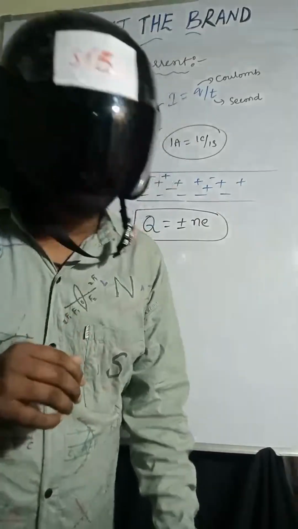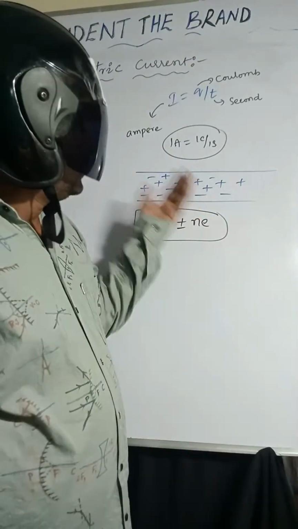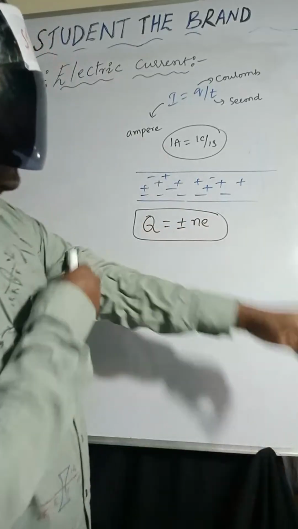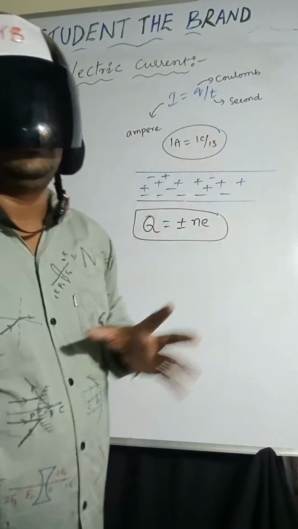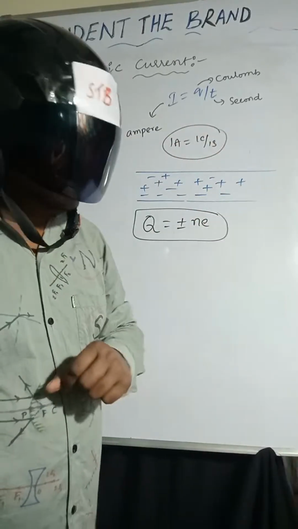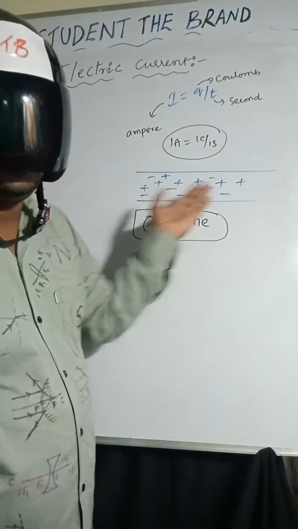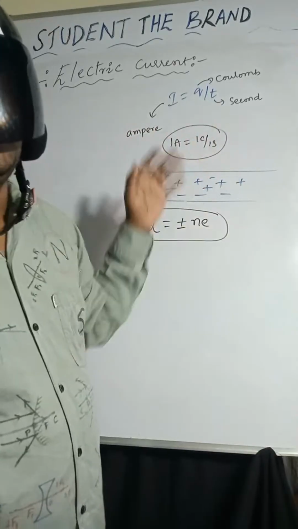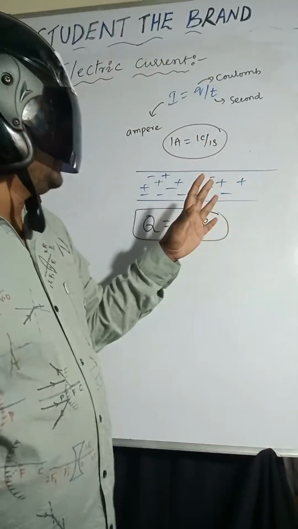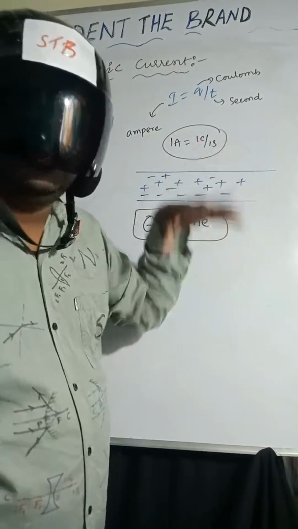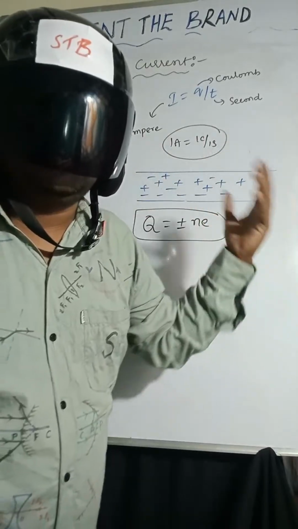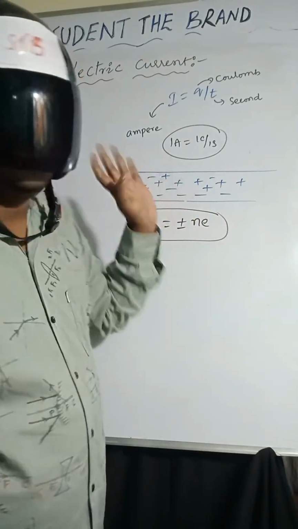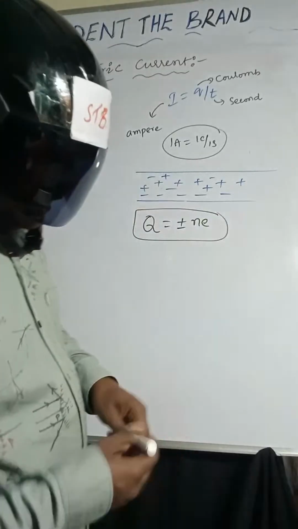Here you can observe one thing. Positive charge is there as well as negative charge, and both are moving inside of the conductor. We can't say it's only one electron or two electrons. Charges are moving inside of the conductor, positive charges as well as negative charges. That's why we are saying Q equal to plus or minus Ne.